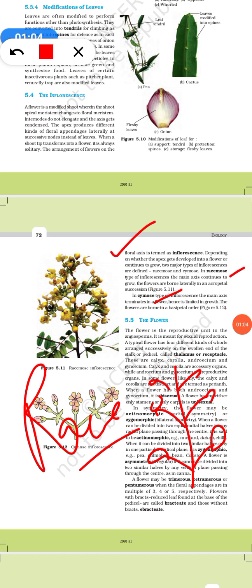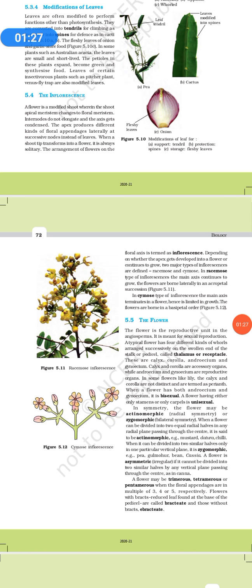Okay, so what happens is there is an infinite growth that is happening, and in cymose, you will have a flower at the axis. So there is not infinite growth happening. Okay, so this is racemose and cymose inflorescence.